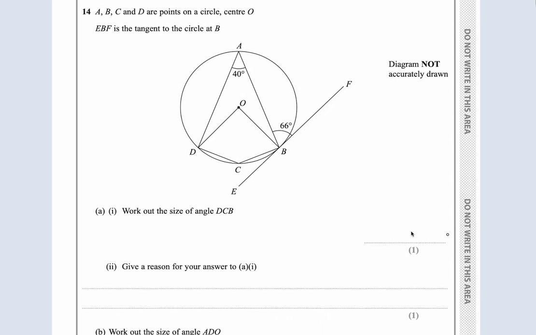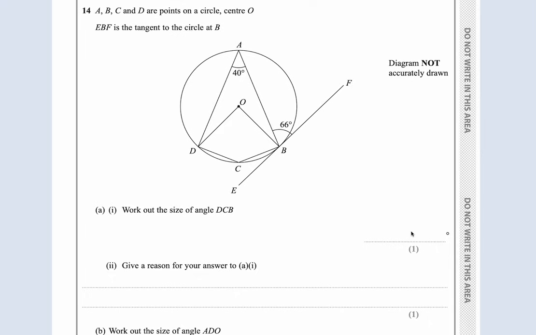Okay, question 14. We have ABCD are points on a circle. EBF is a tangent. Work out the size of DCB. Okay, so he wants this angle here. It's only one mark, guys, so I can just write down the answer. The answer is 140. It's because these two angles add up to 180. They're opposite angles in a cyclic quadrilateral, which is a quadrilateral on a circle. So, well, that's actually part 2 here. I need to write that down.